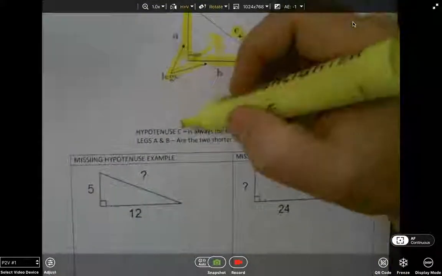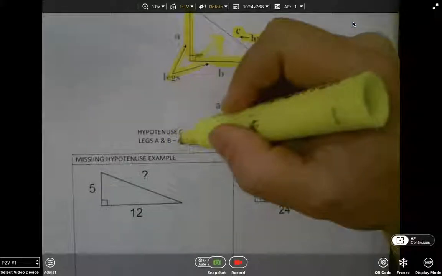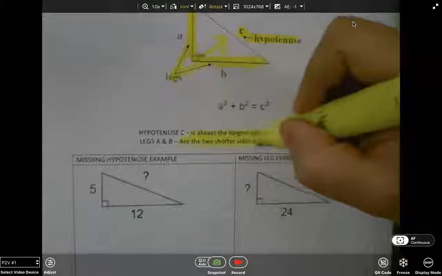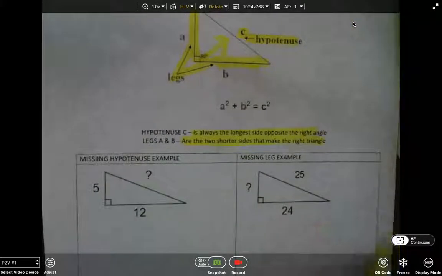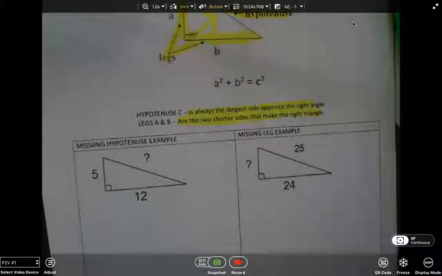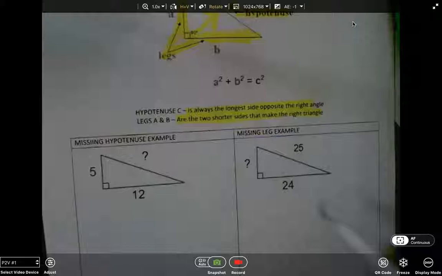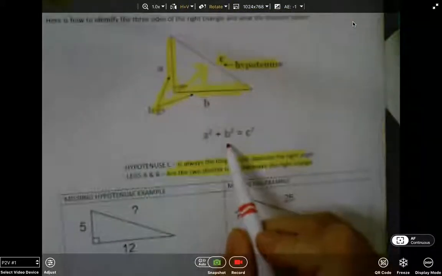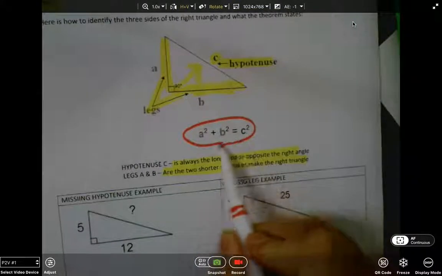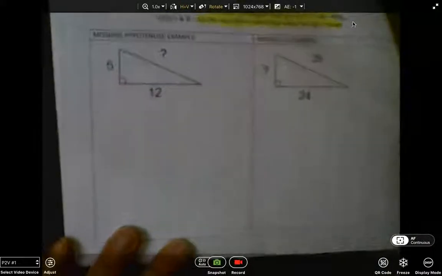And that says it here. C is always the longest side opposite the right angle, and A and B are your two shorter sides that make up the right triangle. So in this example, I'm going to show you how to use the Pythagorean theorem, which I should have already said by now, states that when you have this right triangle, a squared plus b squared always equals c squared. So let's see how that applies to a missing hypotenuse example.